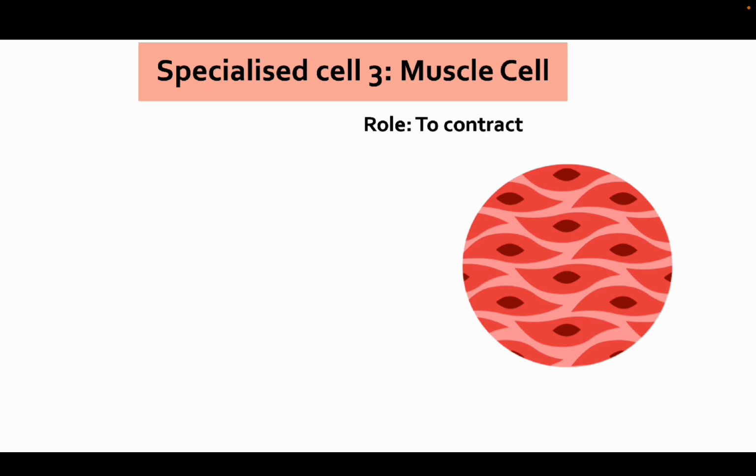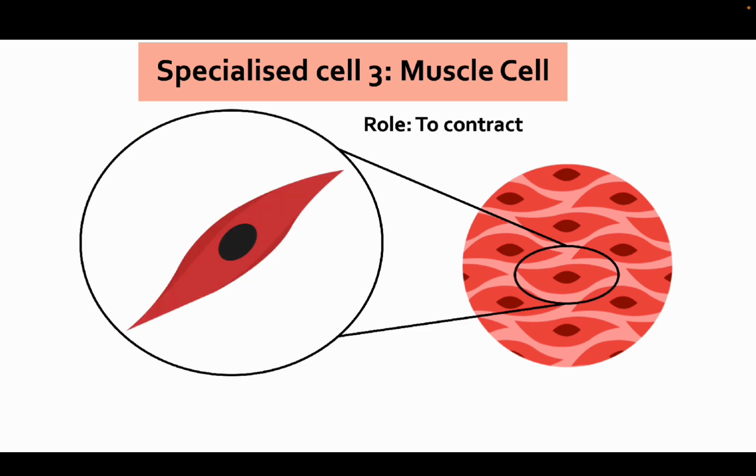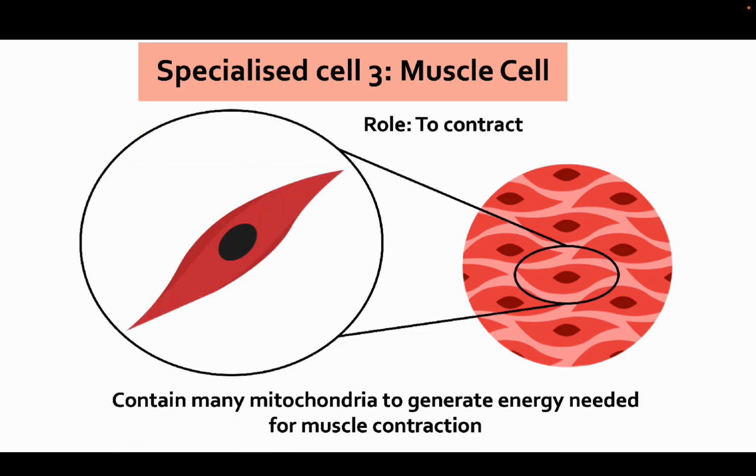The third type of specialized cell is called a muscle cell, and its role is to contract. It does this by having many mitochondria, and that's so it can generate energy needed for muscle contraction.